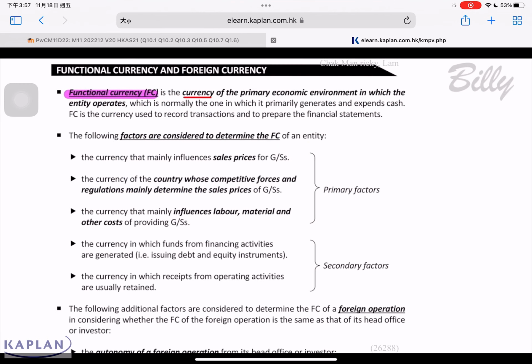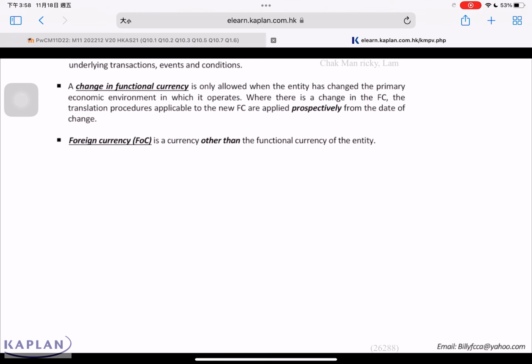Functional currency is the currency of the primary economic environment in which the entity operates. Functional currency is the currency used to record transactions to prepare financial statements. Financial statements must be prepared in functional currency. We need to know what the functional currency is for the entity. Commonly, if a company operates in Hong Kong, the functional currency should be Hong Kong dollar, but it's not always true. What are the factors to consider?